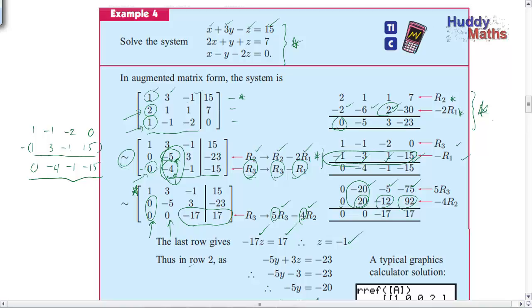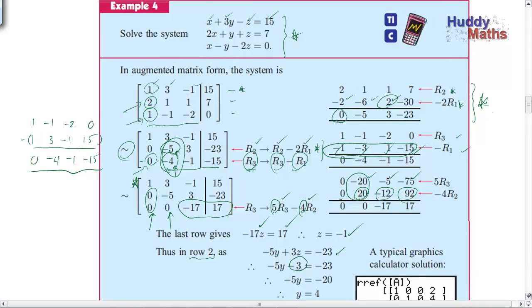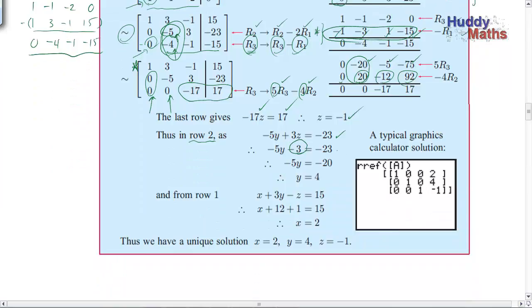Now, we can go back to row 2, and row 2 says that, and stick in neg 1 in place of z. So 3 times neg 1 is neg 3, and we come on down here a little bit, and we can solve this. Okay, so then neg 5y equals neg 20, y is 4. Now go back into the original equation, which is still intact in row 1, and put in the values for y and z that we've found and get x is 2. So we've got a unique solution there, 2, 4 and neg 1.